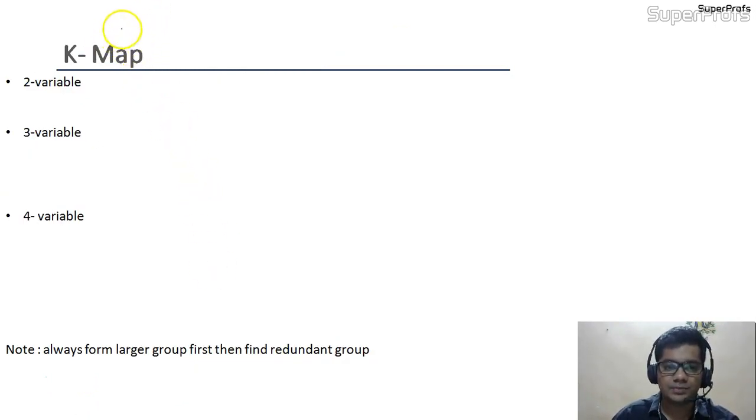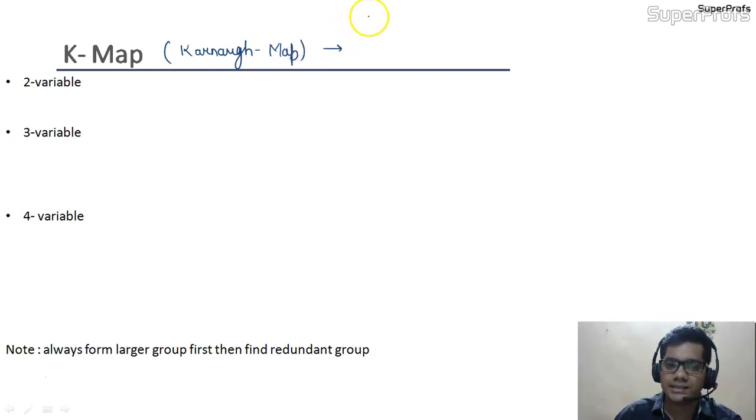The next point is Kmap. Kmap stands for Karnaugh map, and it helps in reducing the Boolean expression, or logic minimization. It is possible for 2 variables, 3 variables, or any number of variables. Normally we are faced with 3 types, that is 2 variable Kmap, 3 variable Kmap, and 4 variable Kmap. So let us construct a 2 variable Kmap.